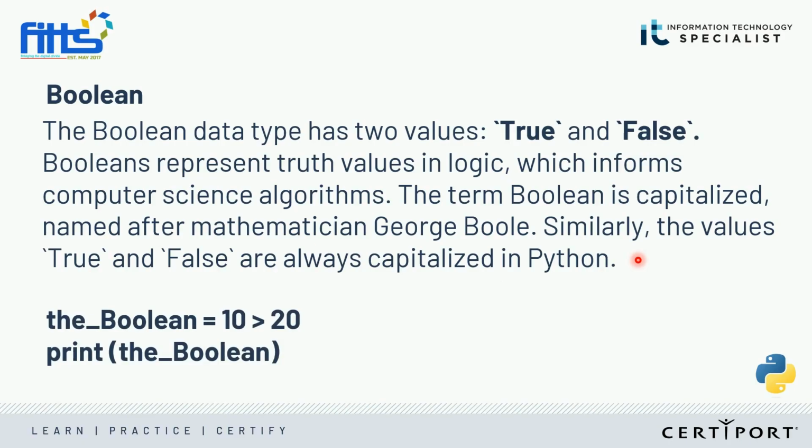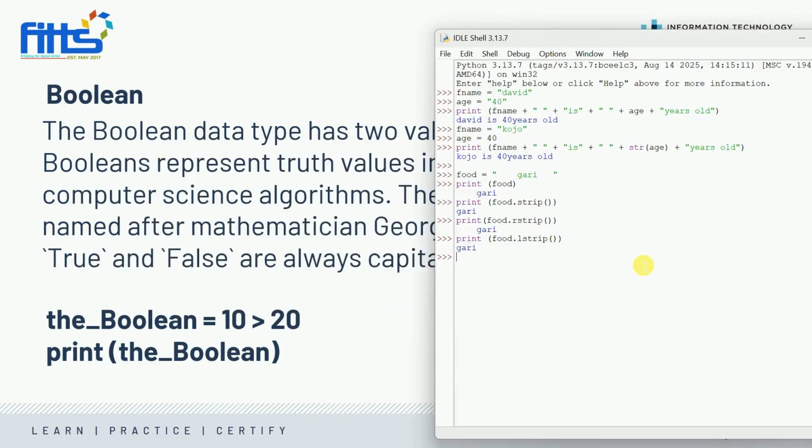So the Boolean is equal to 10 greater than 20. If you want to find out if indeed 10 is greater than 20, then you print. When you print, you either get a True or a False. So let's look at it. We're going to declare a variable, the Boolean, is equal to 10 greater than 20. And we want to find out, is it true?